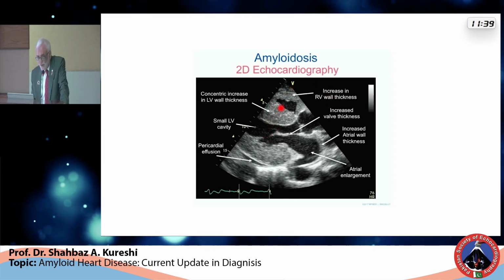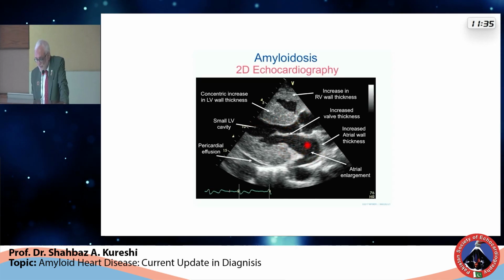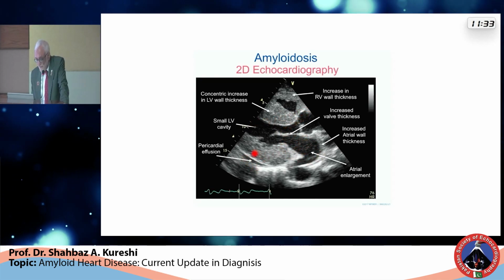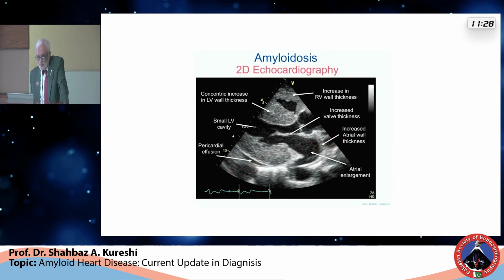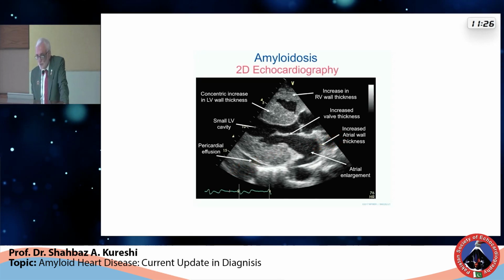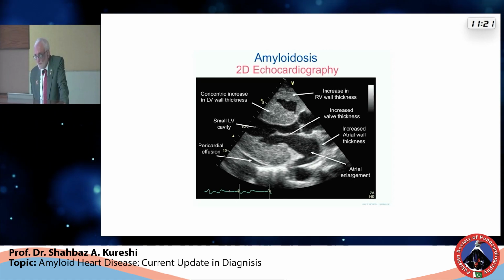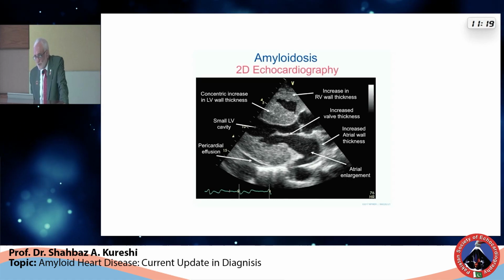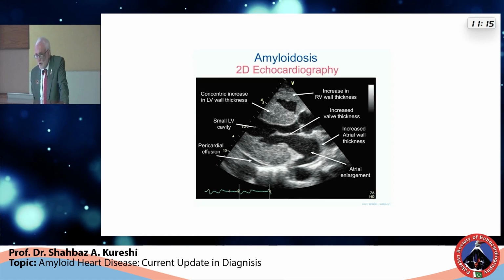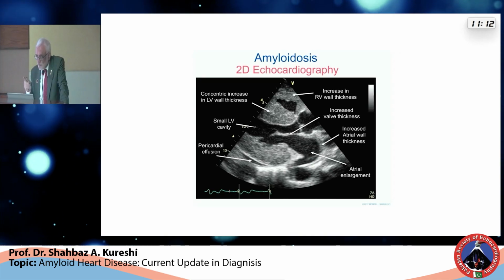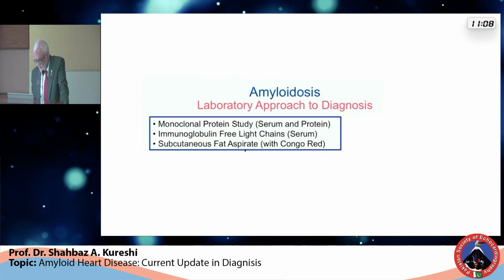So a thick left ventricle, a very small cavity, a large left atrium, pericardial effusion, and an increased atrial wall thickness. That is why left atrial strain is going to be affected in patients with restrictive cardiomyopathy, because there is an infiltration of the amyloid into the left atrium as well. The interatrial septum is thickened in these patients.